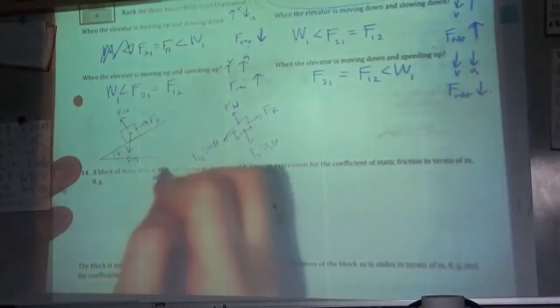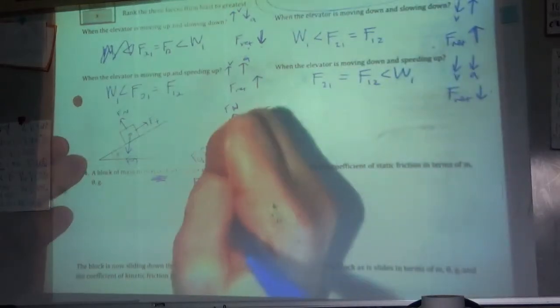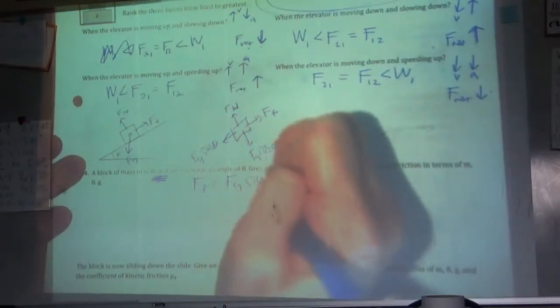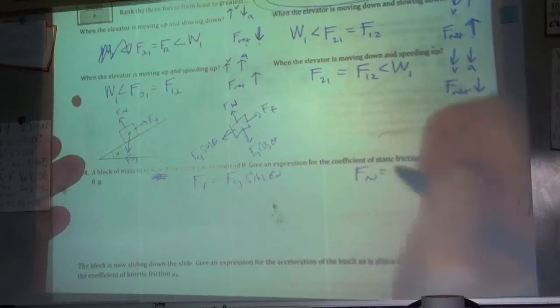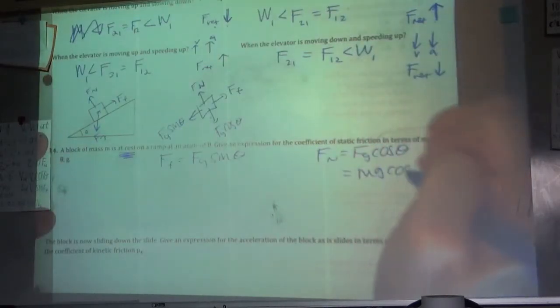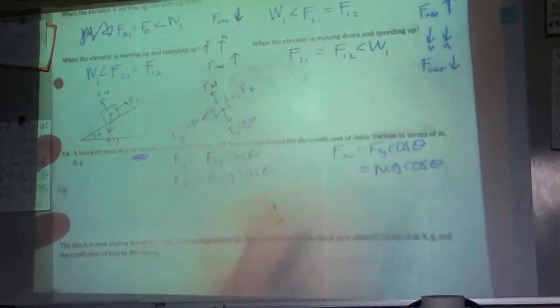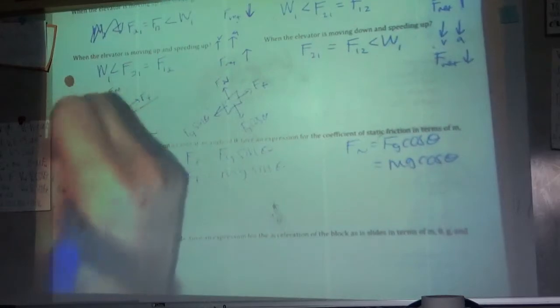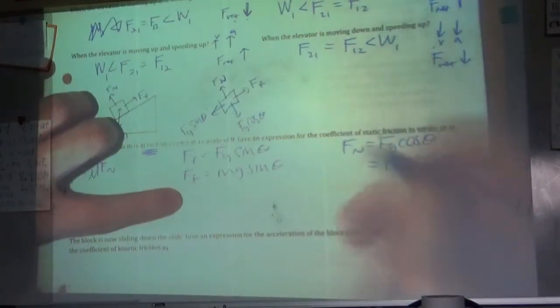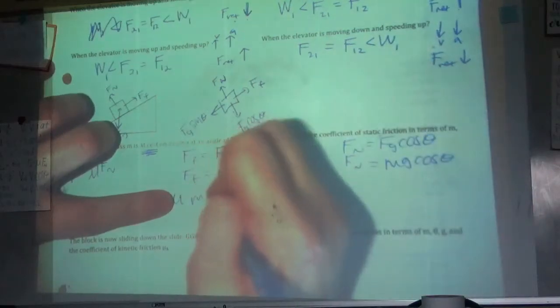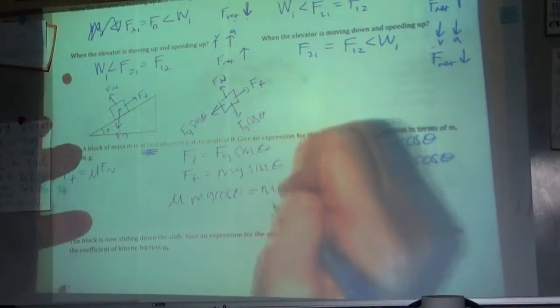If it's at rest, that means that everything is balanced, so my force of friction is equal to Fg sine of the angle, and my normal force is equal to Fg cosine of the angle. You can find Fg by multiplying mass times gravity. And we are looking for the coefficient of static friction. Well, friction is just mu Fn, so I can replace this with mu. And Fn, we just said, was mg cosine of the angle, equals mg sine of the angle.